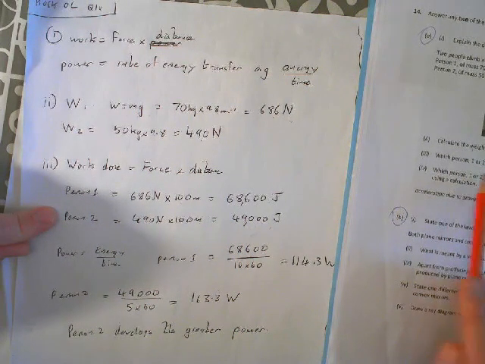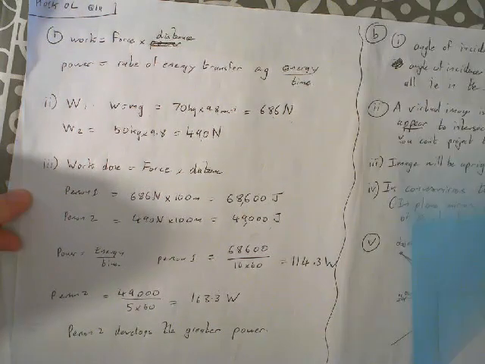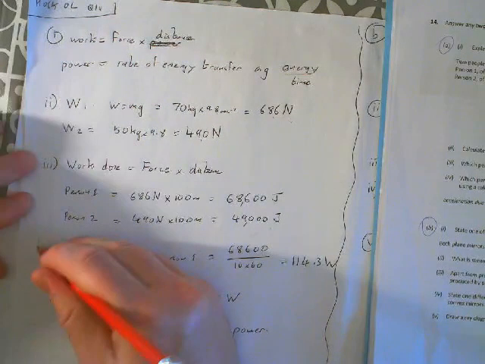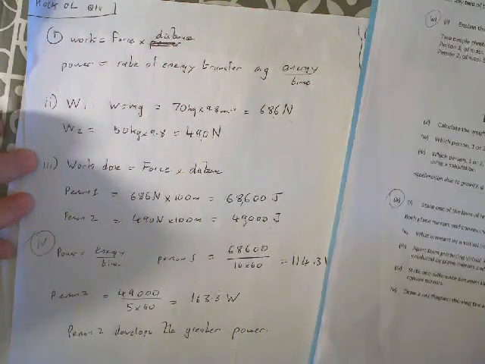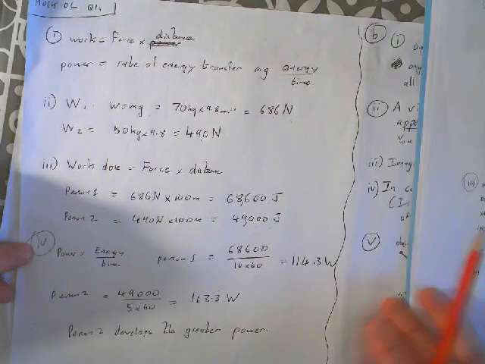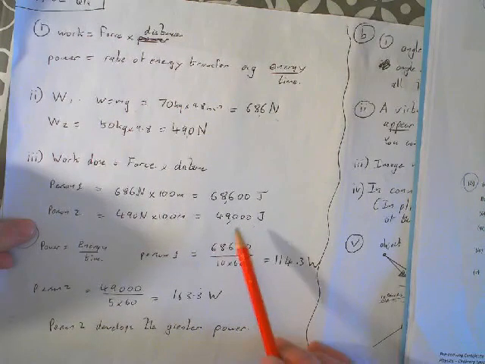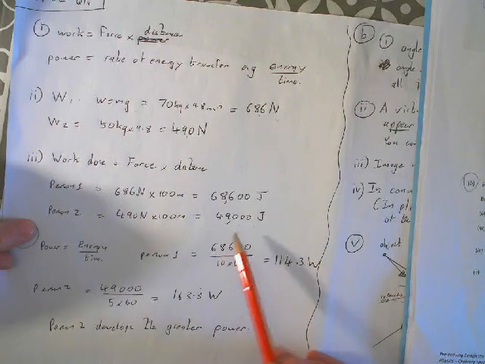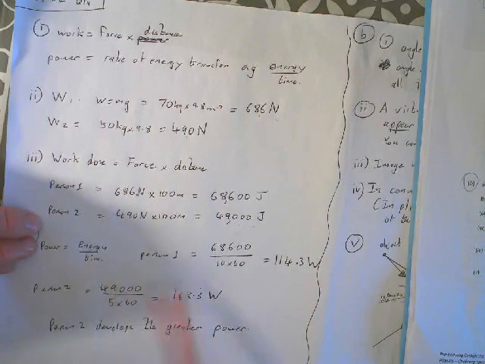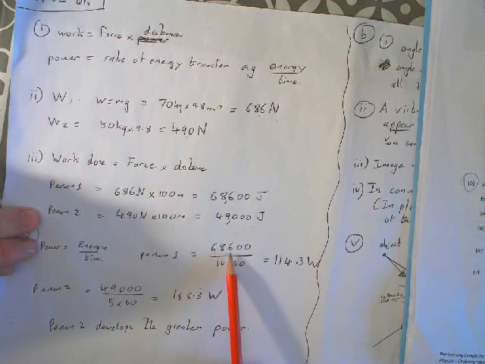So the first person, that's 686 newtons times 100 meters. They've done 68,600 joules. The second person, because they're lighter, have only done 49,000 joules of work. So there's the work done by each person. Now, that's this part three. Part four, which I haven't labelled here, let's just add that there. Part four is which person develops a greater power.